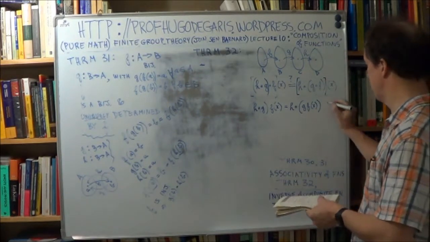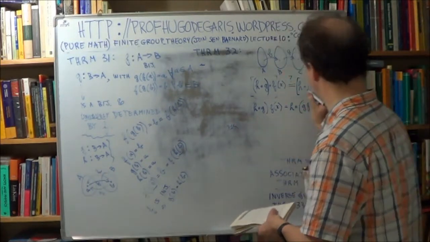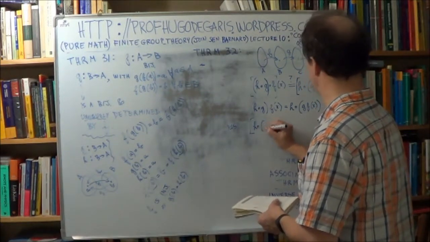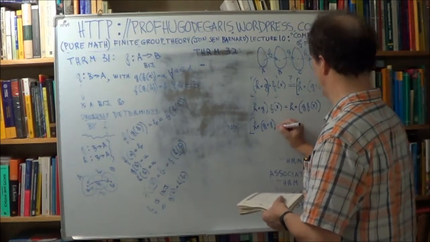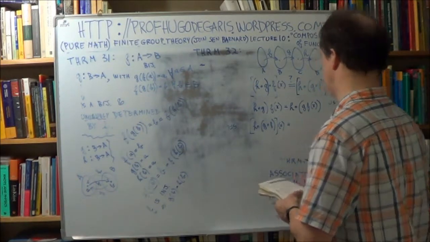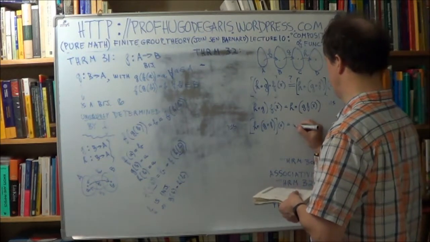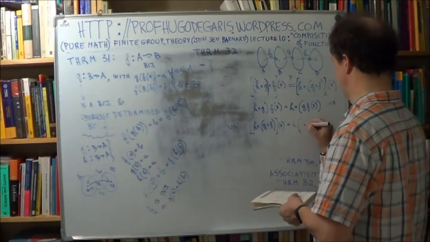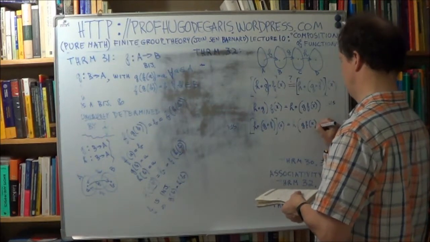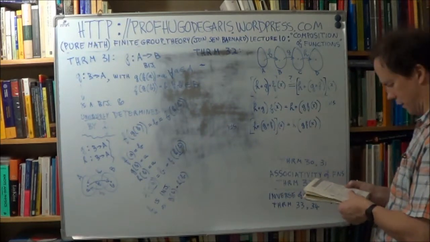Alright, now let's take, so that's the left hand side. Now let's take the right hand side. That's this. So we have H of G of f. We can rewrite that as H of G f of x. And that's the same as your left-hand side.